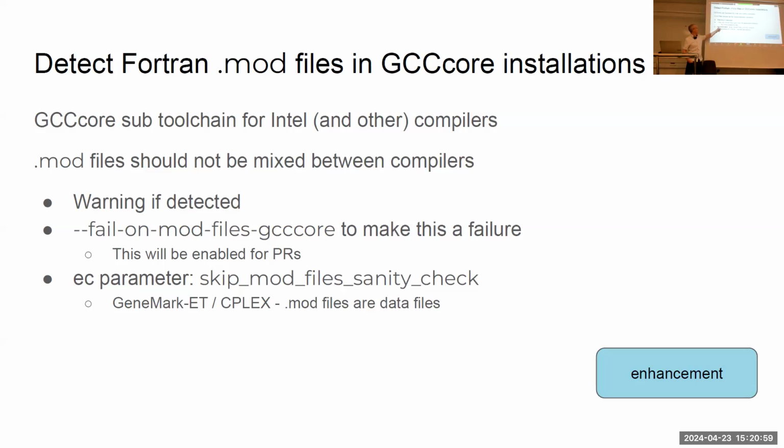There is an easy config parameter that we've added, skip mod file sanity check, and that's for those bits of software that you install in GCC core that aren't actually Fortran .mod files, are just .mod files because they use that extension for something else. These two, they're both some sort of data file format or instruction type file, instruction to that bit of software running type file. So there is a method of skipping that.